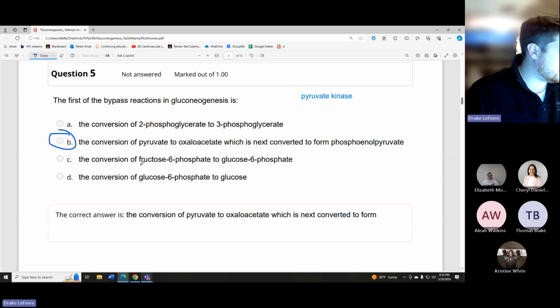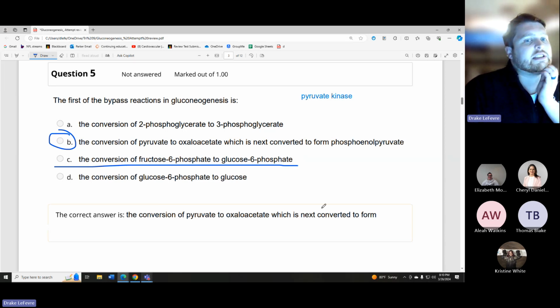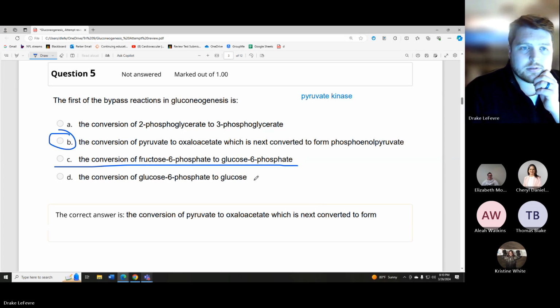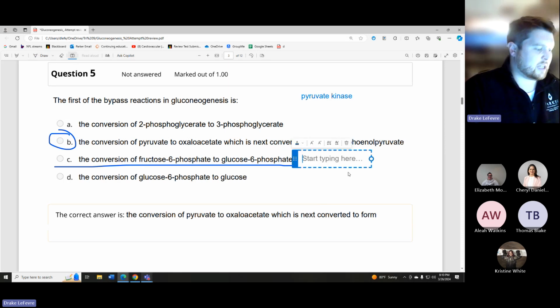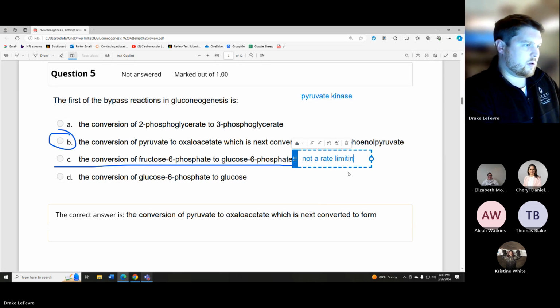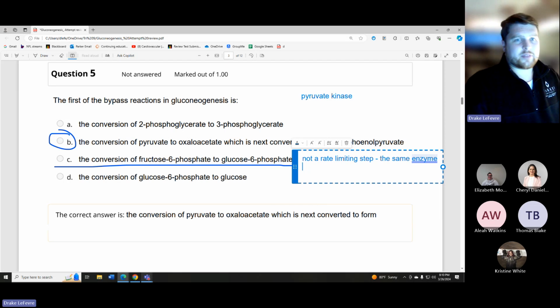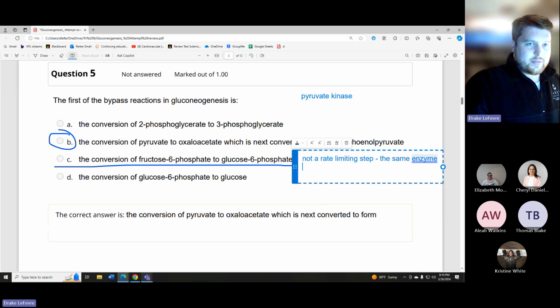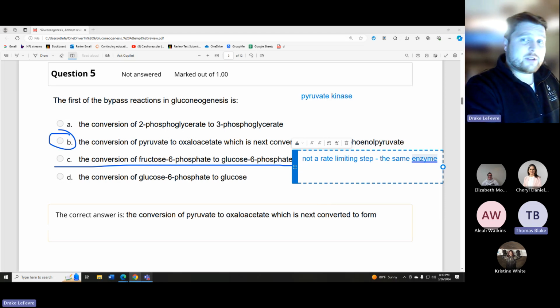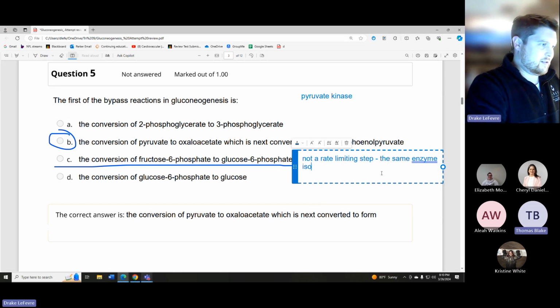Looking at the other stuff, though, let's talk about C first. This reaction, fructose 6-phosphate back to glucose 6-phosphate, is not a rate limiting step. So it's going to be the same enzyme. Does anybody remember what enzyme converts glucose 6-phosphate to fructose 6-phosphate, or remember what kind of enzyme it is? Phosphofructoisomerase. Yeah, our isomerase, phosphoglucose isomerase, whatever it's called.